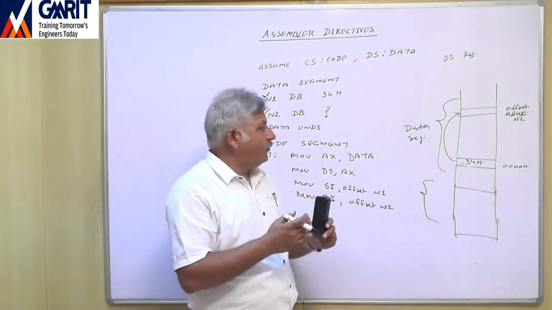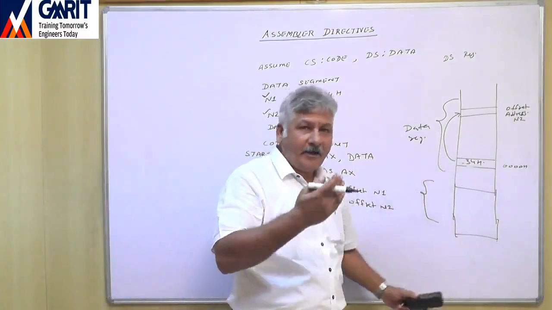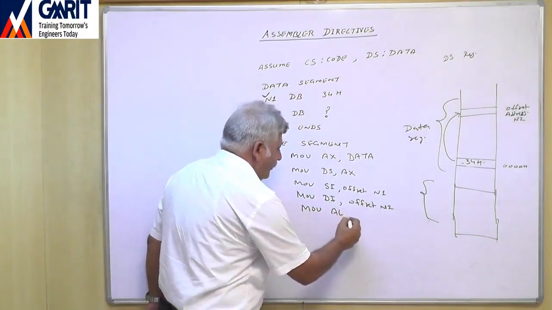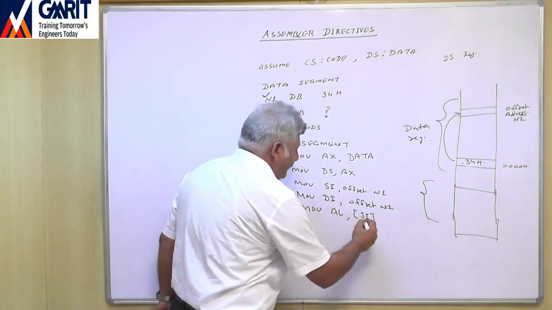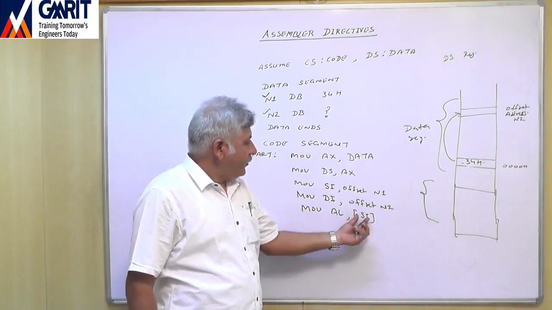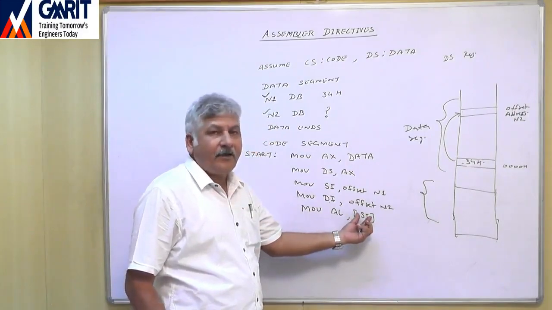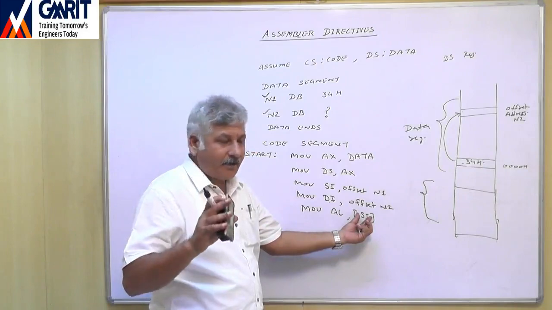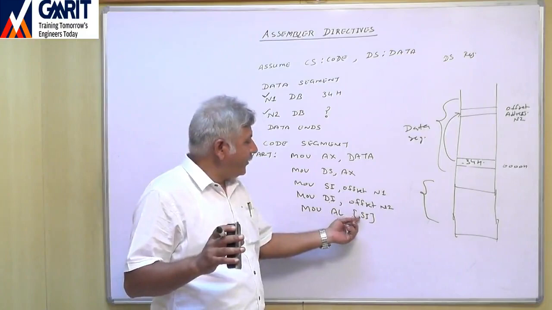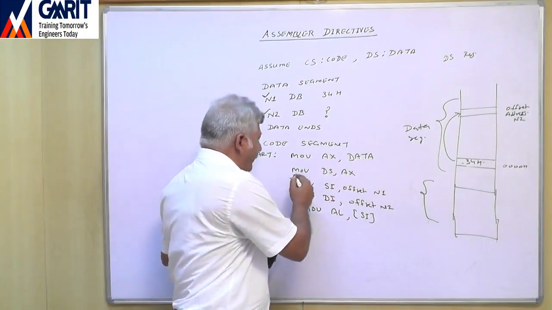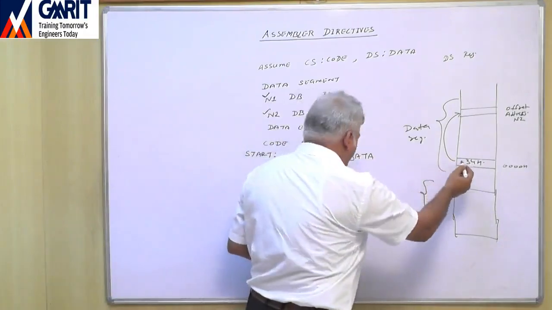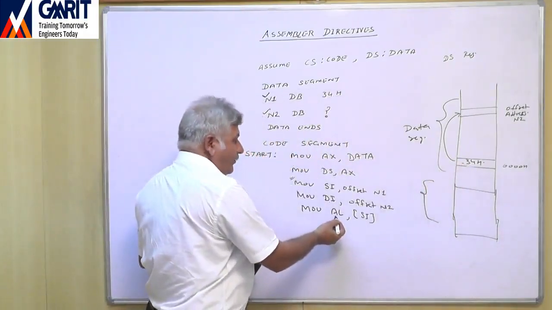Now simply I have to bring the first number into the AL register. For that I will write the instruction MOV AL, [SI]. Whatever is the value of SI, that is the offset address of the data, and that data will be moved into the AL register. Already in SI we have loaded the offset address of our data, so our data, which is 34, will be moved into AL.